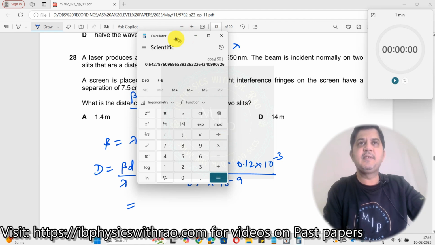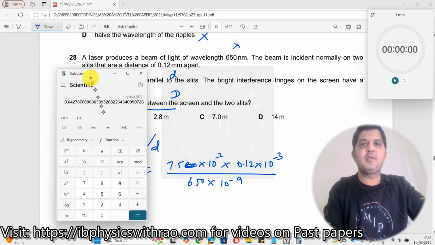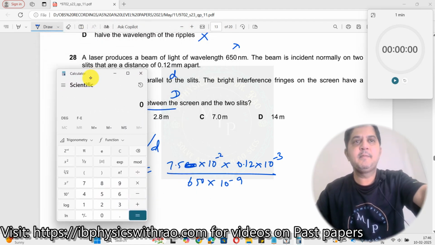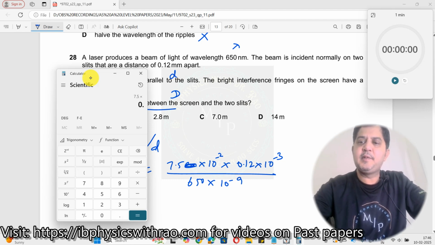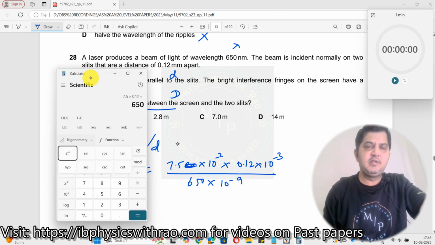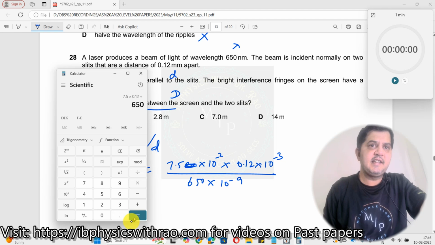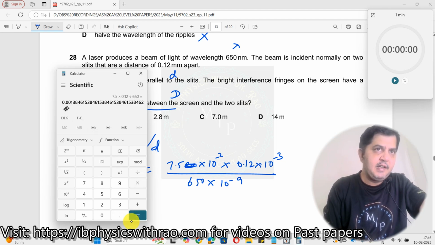Close this. Okay, so this will be 7.5 into 0.12 divided by 650. When I do this, I get the answer as 0.00138.